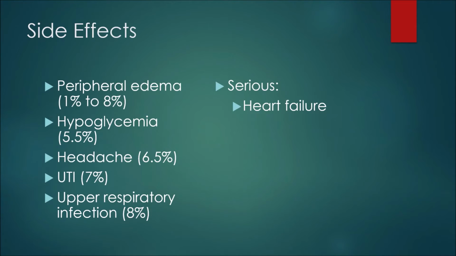As with all medications, there are some side effects or adverse reactions that patients may experience while using Saxagliptin, so I'll go over some of those here now. 1 to 8% of patients may experience peripheral edema, while 5.5% of patients may experience hypoglycemia or low blood sugar. A headache may happen 6.5% of the time. A urinary tract infection, or a UTI, may happen 7% of the time. 8% of patients using this medication may experience an upper respiratory infection.